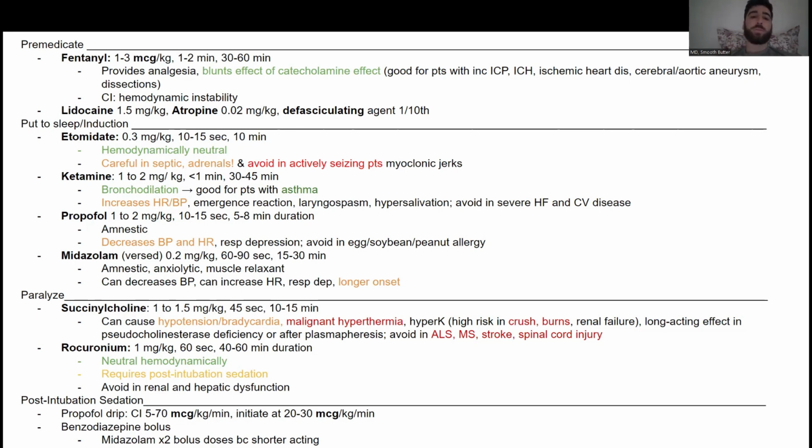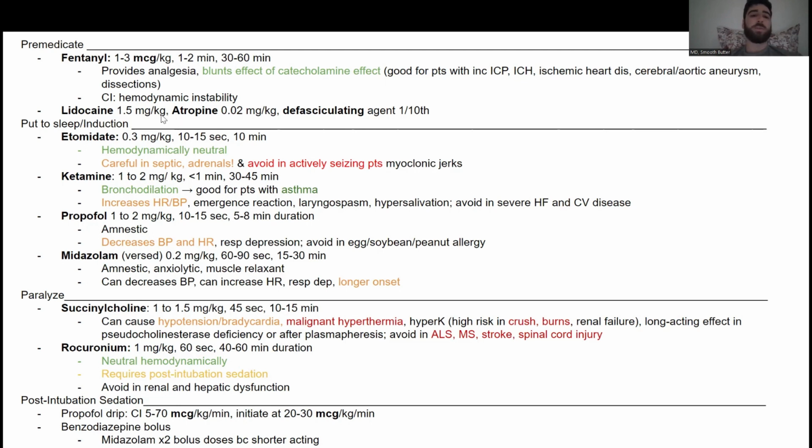One important positive effect of fentanyl is that it blunts the effect of catecholamines. So when you give something like ketamine, for example, ketamine will increase your heart rate and blood pressure, but if you pre-medicate with fentanyl, this effect is a little bit less pronounced. So you can pre-medicate patients with fentanyl, and it's also good for pain control as well. Then after you pre-medicate, you put the patient to sleep.